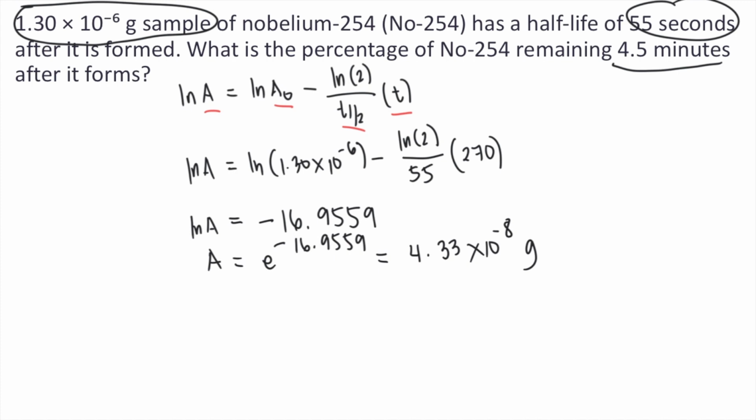But we're not done yet, because the problem is not asking for the final amount. It's asking for the percentage remaining 4.5 minutes after. So let me label the numbers we got. This is the amount remaining. And in the problem, the 1.30 times 10 to the negative 6 is the initial amount.